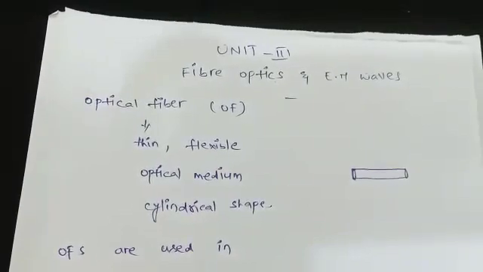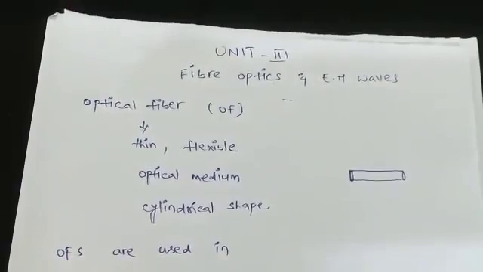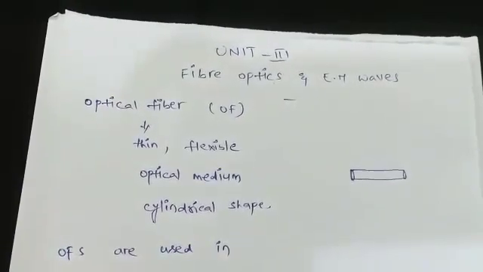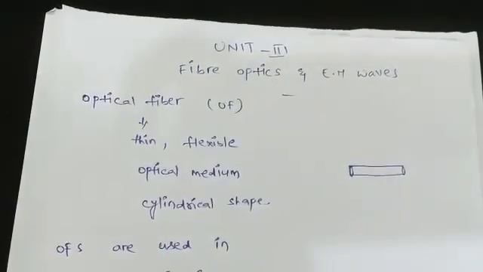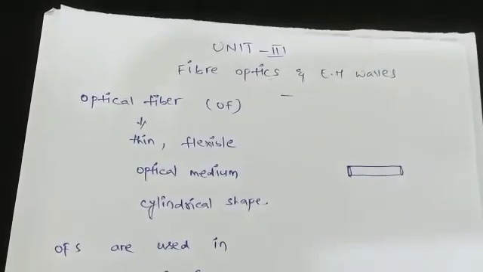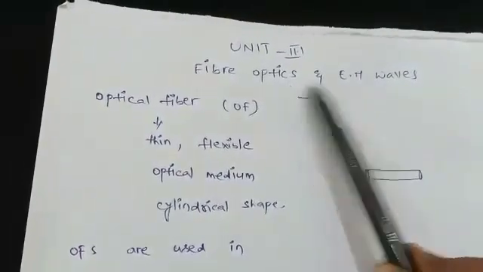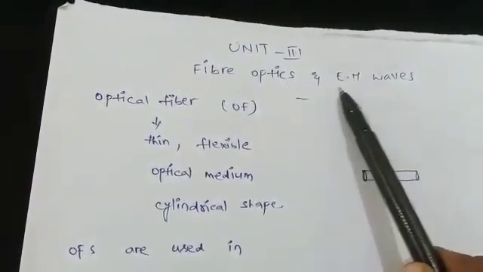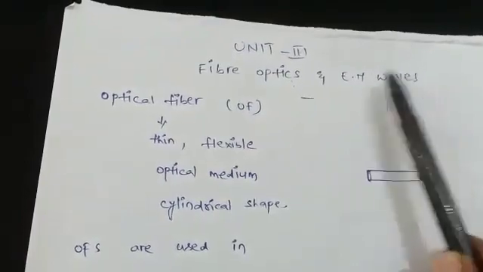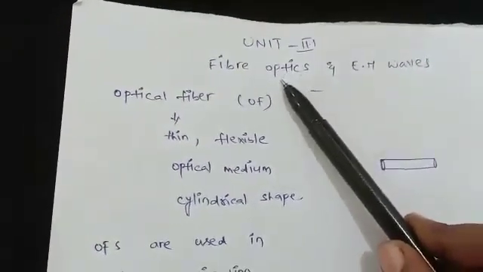Now I am going to explain the third unit, that is fiber optics and electromagnetic waves. We have already covered some of the topics in our class, so now I give briefly all our covered topics, okay? Come to the third unit, which is nothing but fiber optics and EM waves. EM waves means electromagnetic waves. In that, first we explained fiber optics.